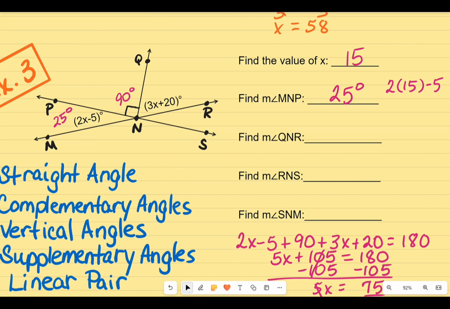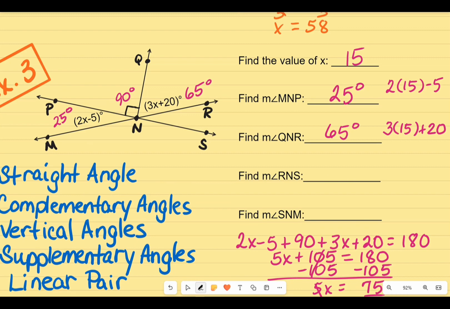So I'm going to go ahead and find the next blank, which is the measure of angle QNR. Substituting for that x, I have 15 plus 20. So 3 times 15 is 45 plus 20 is 65. And if you were to add all of these angles together, again, that will equal 180 degrees. So now I'm asked to find the measure of angle RNS. Now I can do that several ways. The easiest way is to recognize that it's vertical angles, and vertical angles are congruent, meaning they are the same measure.